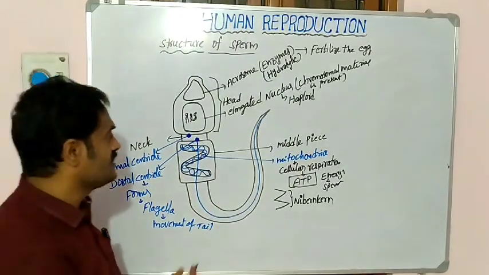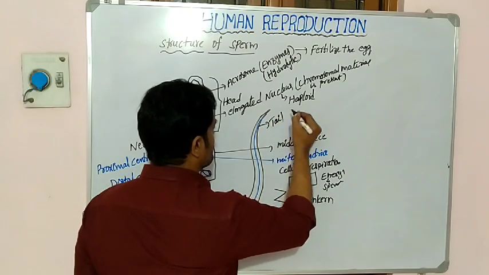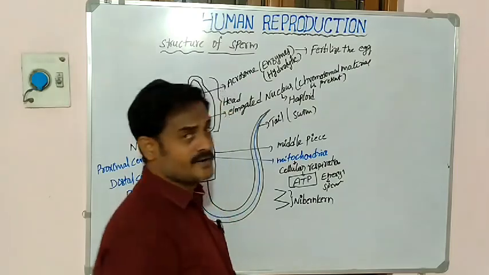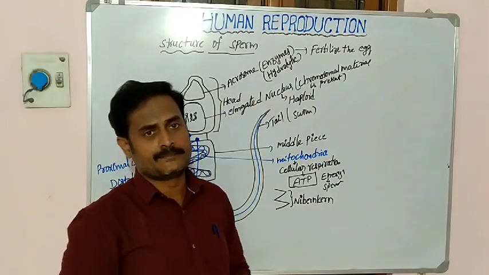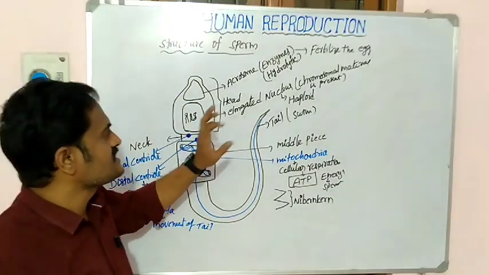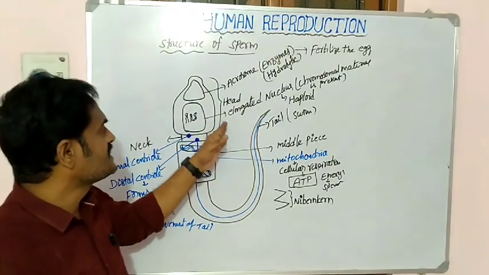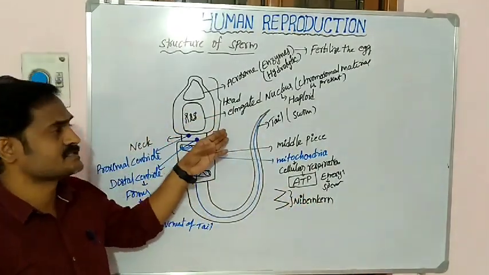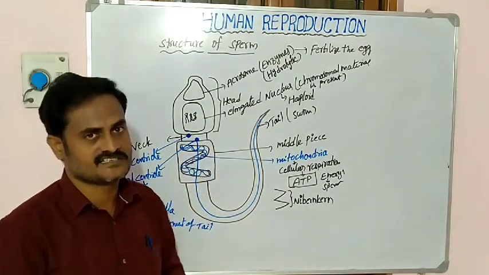The tail is helpful for swimming. So this is called the tail. It helps to swim in the body fluids of the male reproductive system into the female reproductive system. Then it enters into the female reproductive system and fertilizes the egg. After fertilization, the egg develops into a zygote and then an embryo after implantation.